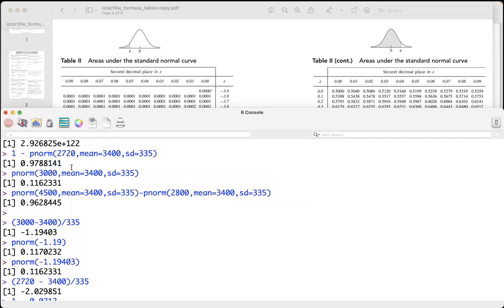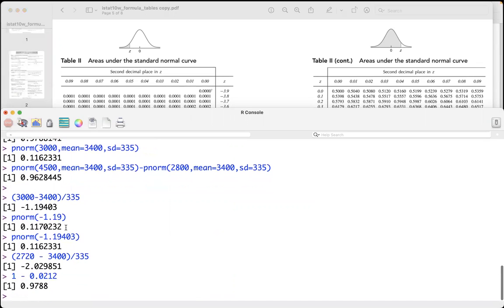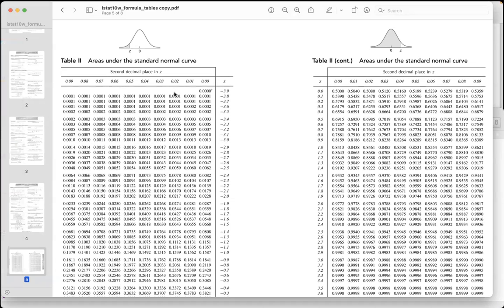And again, we're going to get more accuracy with R than we do with the table. And that's because we have more decimal places with R, right? With the table, we're just kind of stuck with using tenths and hundredths. We have 2 decimal places. But with R, we can do a little bit better. Okay, so we can be a little bit more accurate there.